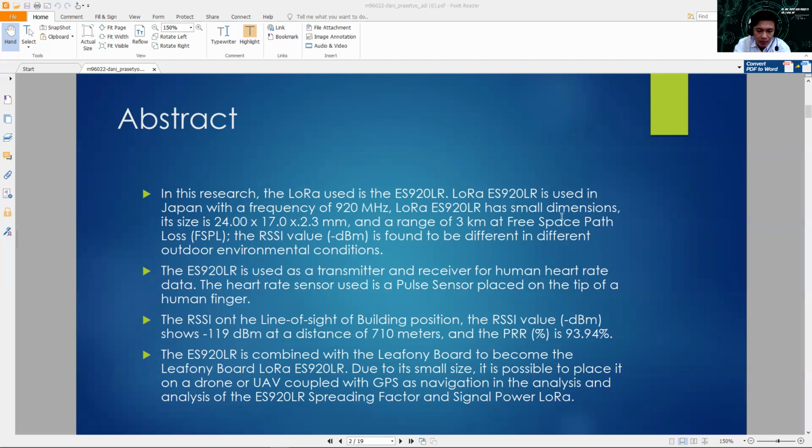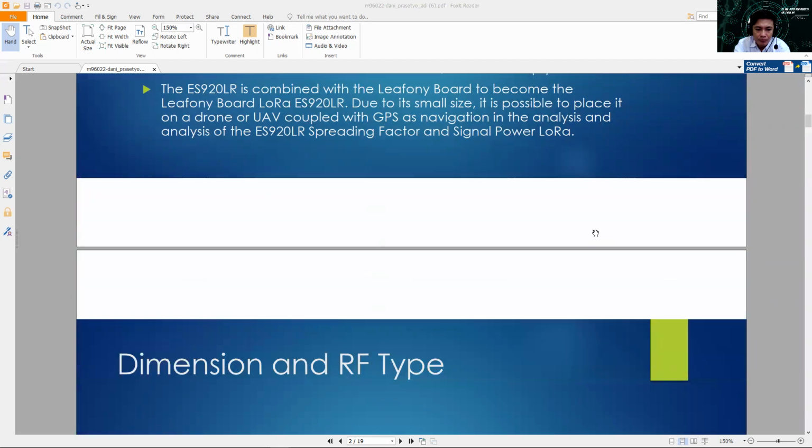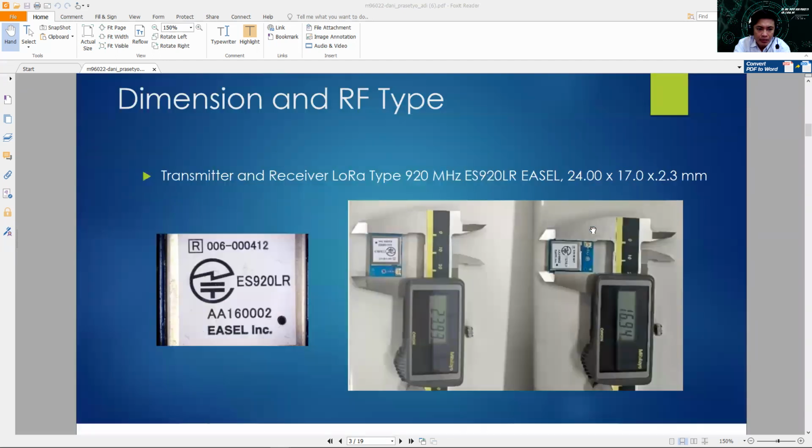The ES920LR is combined with the Leafony board to become the Leafony board ES920LR. Due to its small size, it is possible to place it on a drone or UAV coupled with GPS as navigation. In the analysis, the spreading factor and signal power of LoRa. And this is a dimension and radio frequency type of ES920LR.